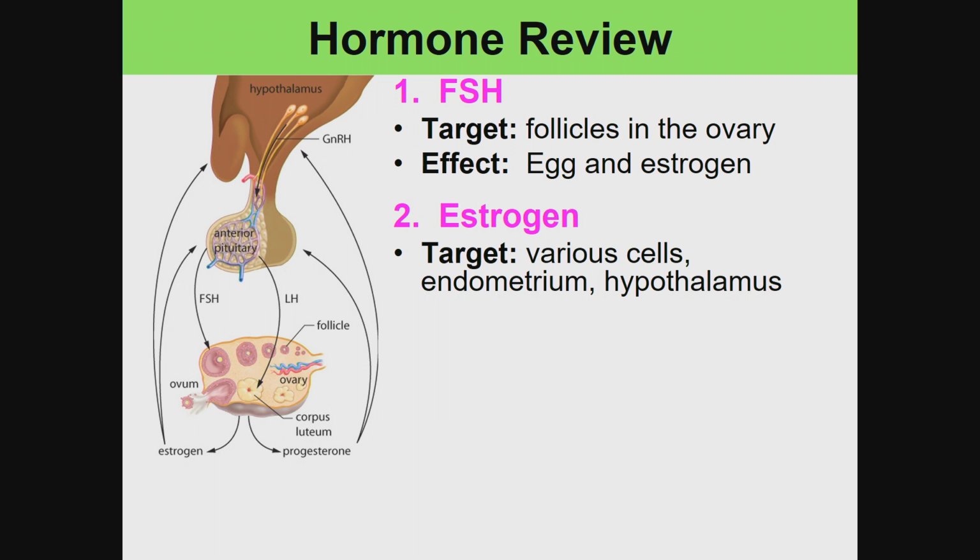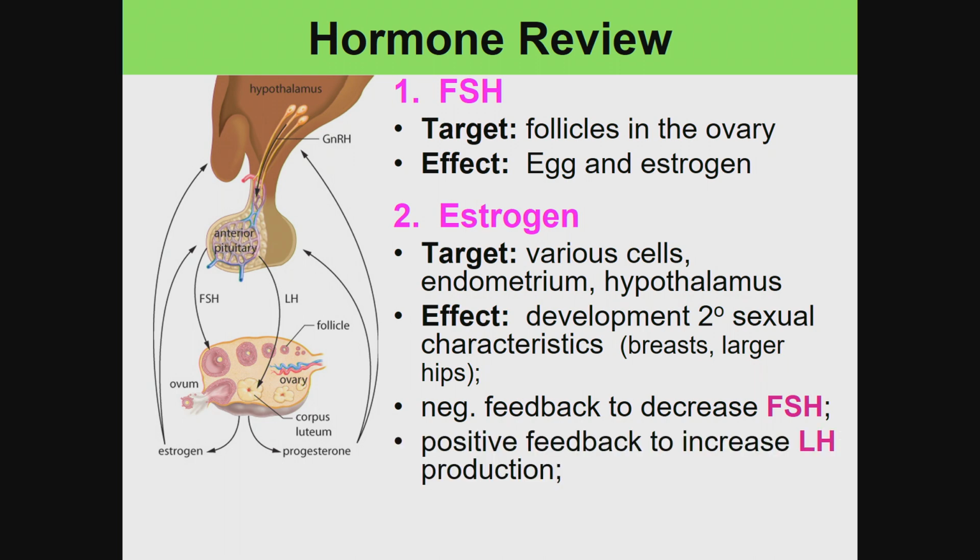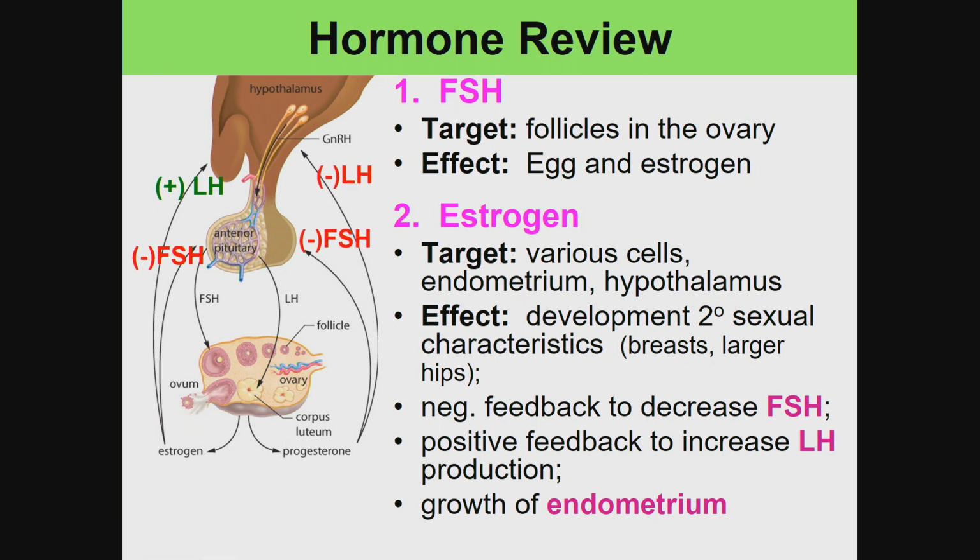Estrogen targets various cells, including the endometrium and hypothalamus. Its effect includes development of the secondary sexual characteristics, so breasts and larger hips, negative feedback to decrease FSH, positive feedback to increase LH, and growth of the endometrium. So in this picture, we're going to label negative for FSH and positive for LH. Progesterone is negative for both FSH and LH.